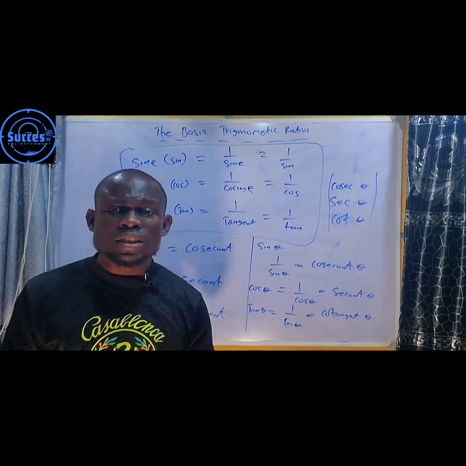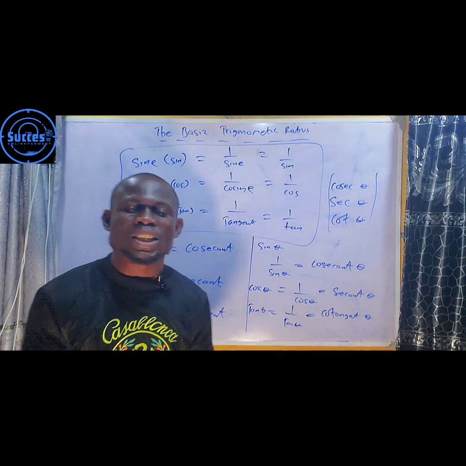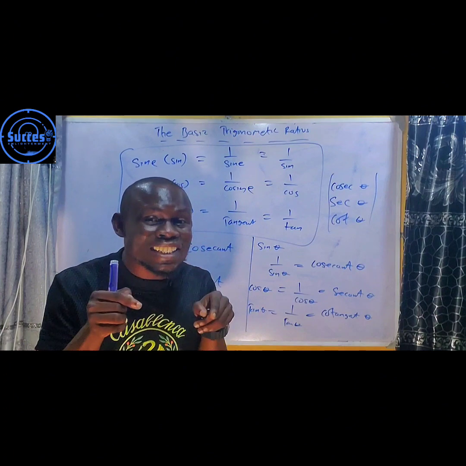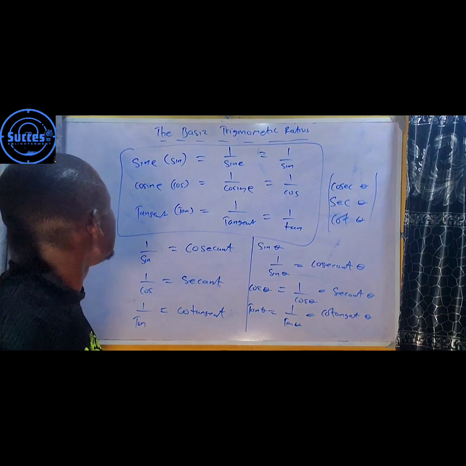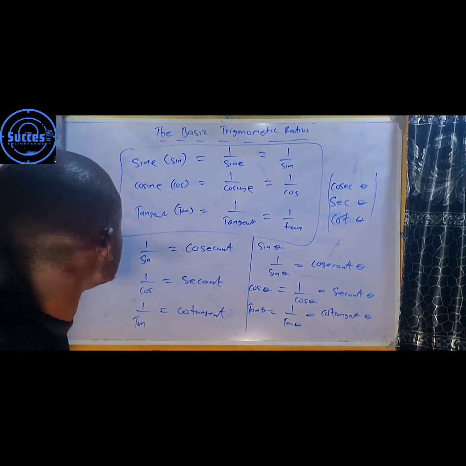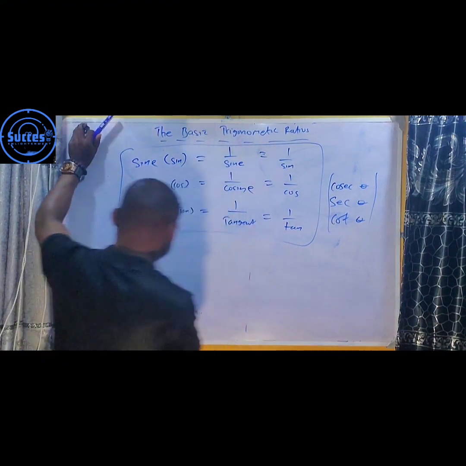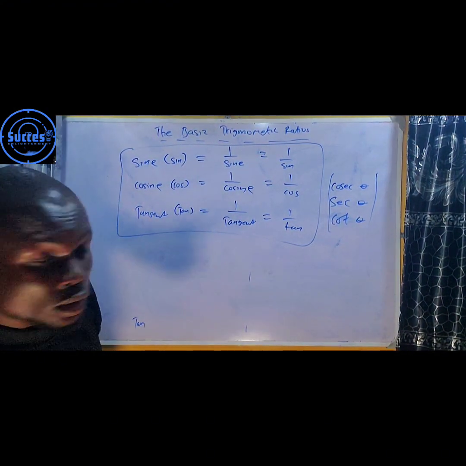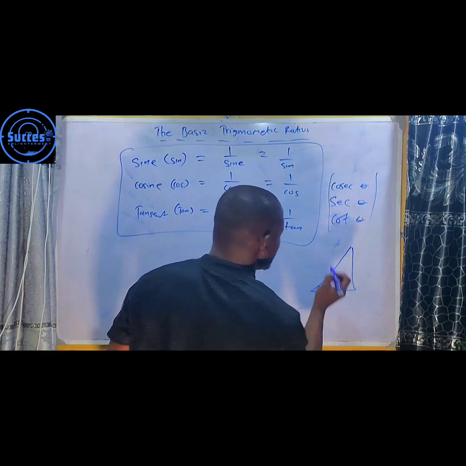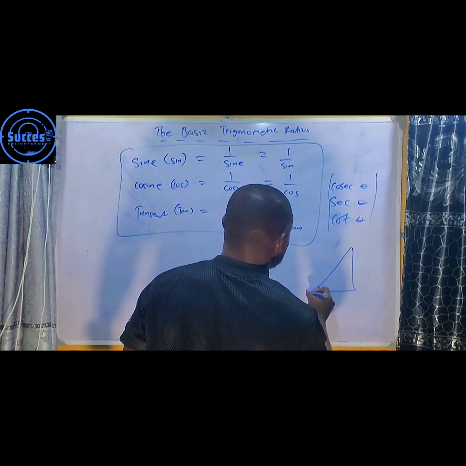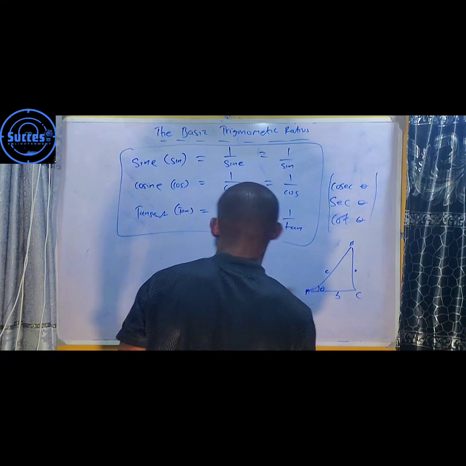All right, I believe this is well understood, and by this I've already shown you the relationship between the basic trigonometric ratios and the reciprocals. Let me show you with a right angle triangle like this. This is theta. Let this be A, B, C. Let's change this to A now. This is C and this is B.